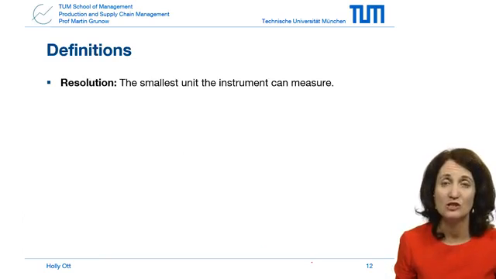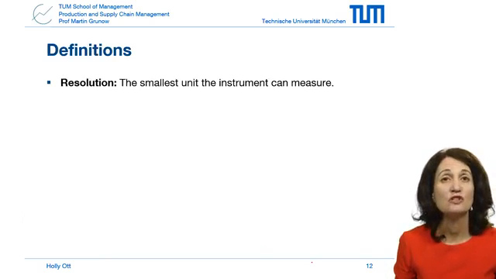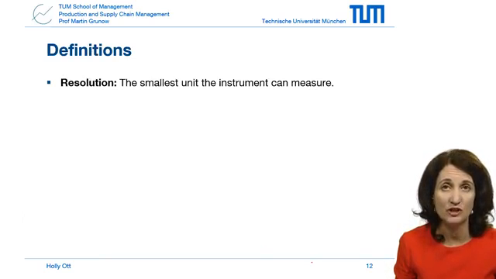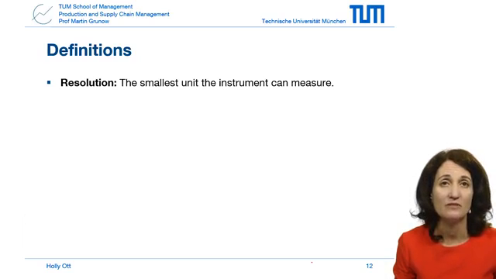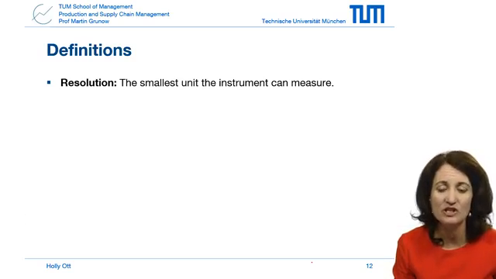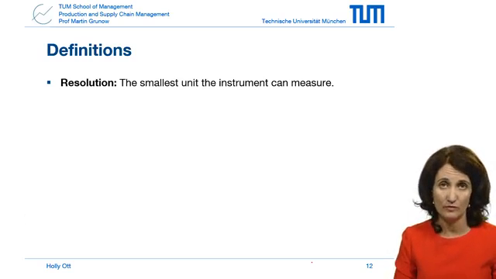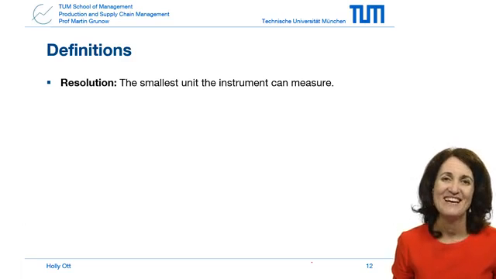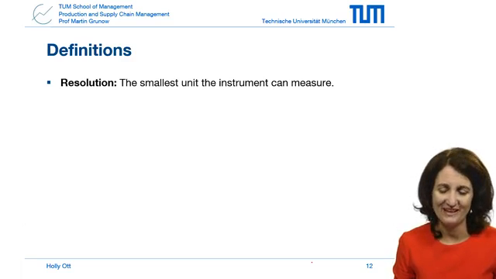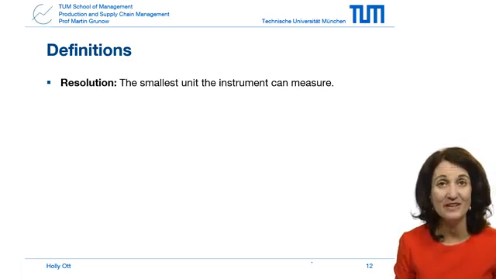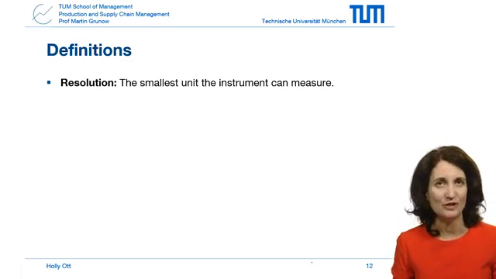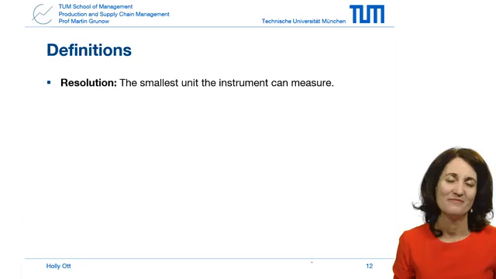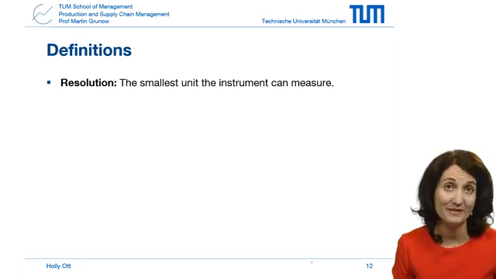Finally, we have resolution. This refers to the smallest division of the unit that the instrument is designed to measure. For example, if the smallest division on a foot rule is 1/16 of an inch, then this is the resolution of the foot rule. If you're working in Germany and you're using the metric system and you're using, for example, a meter, then maybe your resolution might be a millimeter.